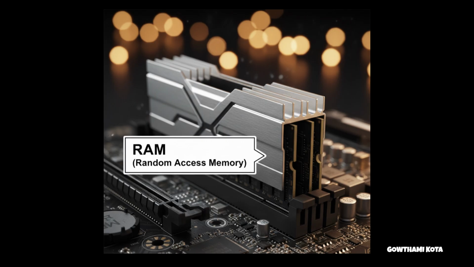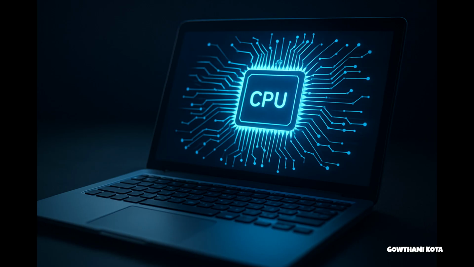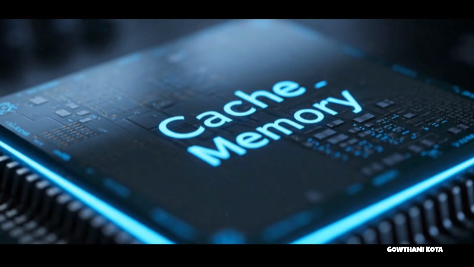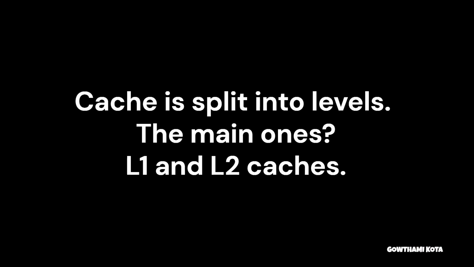RAM, which is the main memory, takes about 100 nanoseconds to deliver the data. That might sound fast, but to a CPU that works in nanoseconds, it's an eternity. That's why engineers created cache memory, a tiny, lightning fast storage right next to your CPU, holding the data that the processor reads right now. Cache is not just one thing. It is a layered architecture split into levels, and the main ones are L1 and L2 caches.